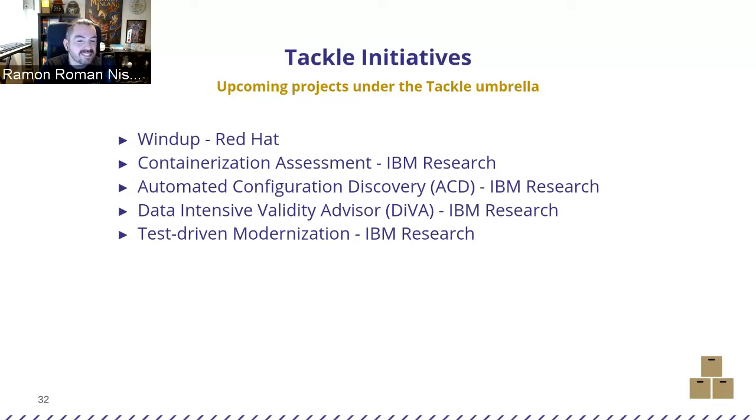We also have the Data Intensive Validity Advisor, or DIVA, as we like to call it, which analyzes the data layer of applications and is capable of detecting dependencies between applications and different data stores. It's also capable of detecting distributed transactions.